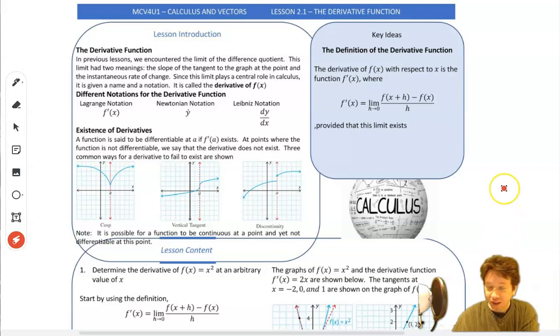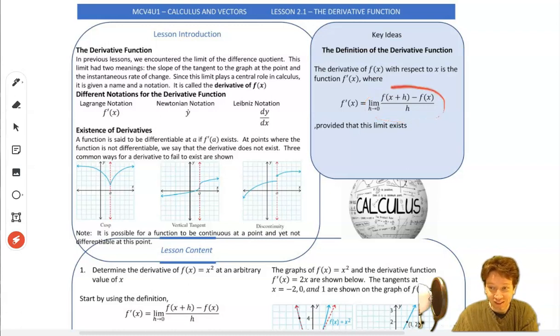Okay, so the derivative function. What is the derivative function? Well, in the first chapter, we pretty much spent a lot of time trying to figure out what is the slope of a tangent at some point on a graph, or what we would call the instantaneous rate of change. We used it so much, we had an equation for it, right? This one here. And we called it the difference quotient, or the limit of the difference quotient.